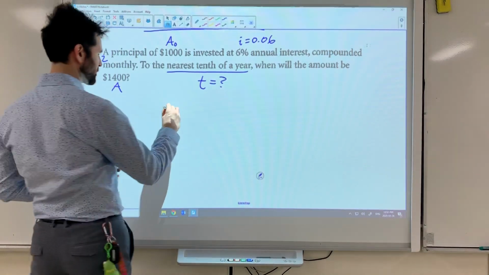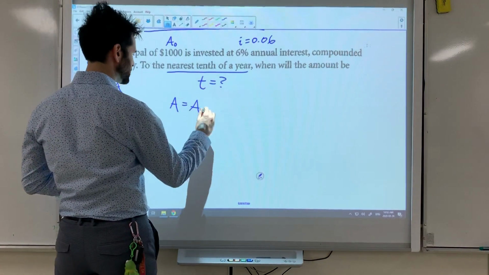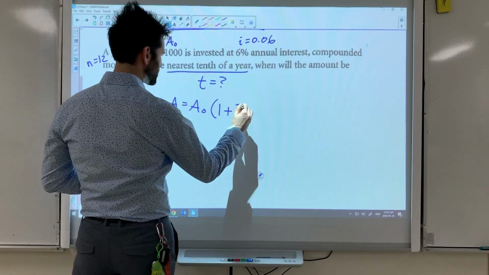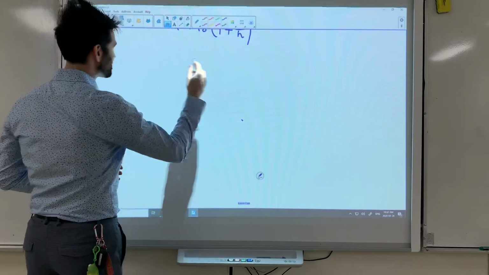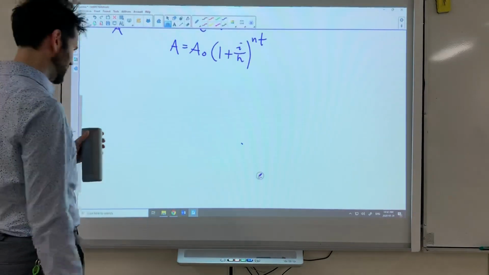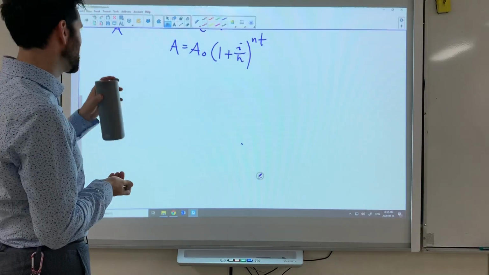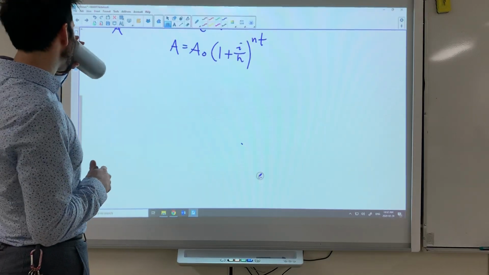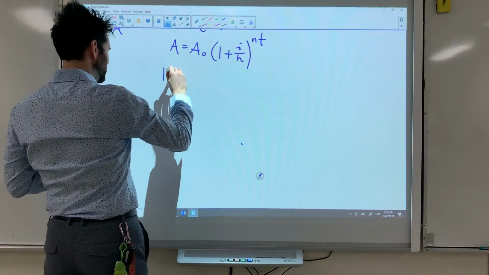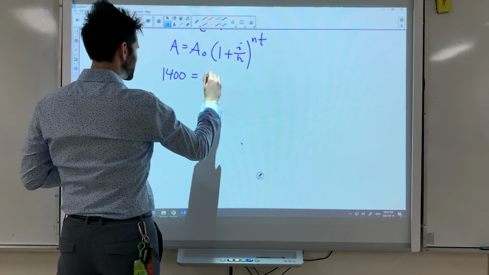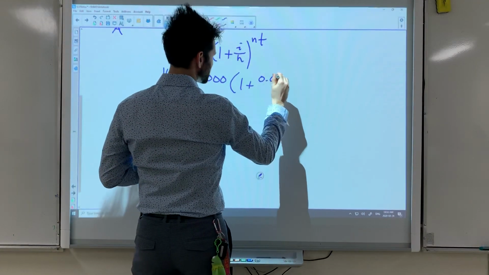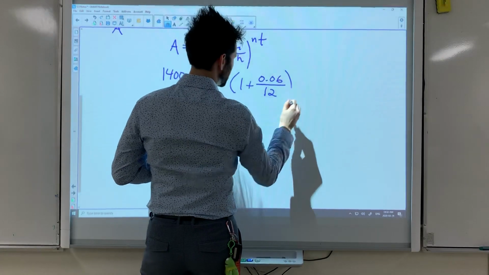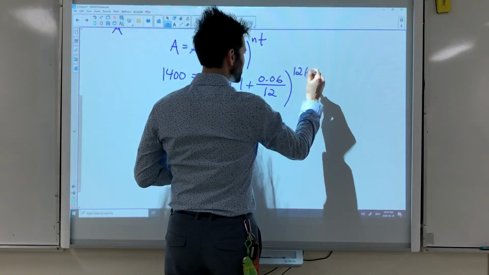So here we go. Here's my formula. It's A equals A0 times (1 plus i divided by n) to the nt. Again, you don't need to memorize it. It's on your formula sheet, and they often give it to you in the exam on the question they use it on. So, type in all your numbers. 1,400 for A, 1,000 for A0. 1 plus 0.06 divided by 12, raised to the nt, so 12t.